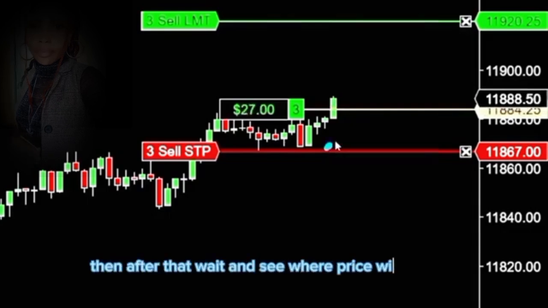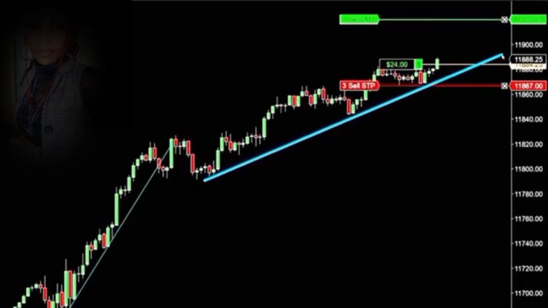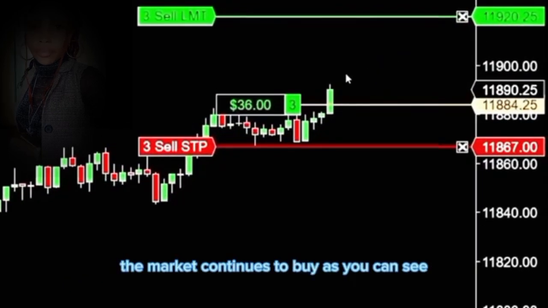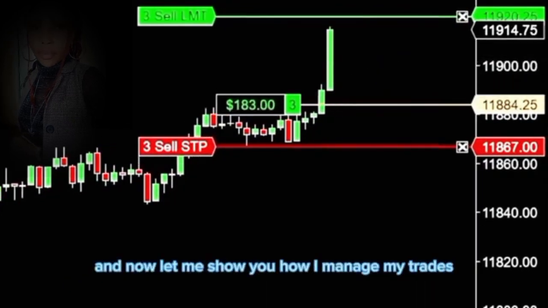Then after that, wait and see where price will head to, and by following the trend line, it shows our market will buy. The market continues to buy, as you can see. And now, let me show you how I manage my trades.